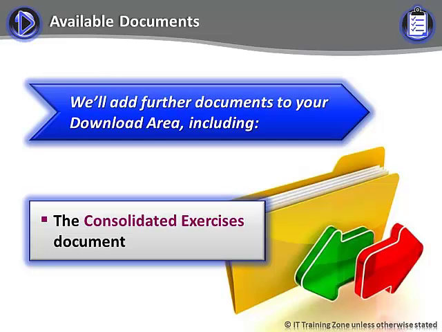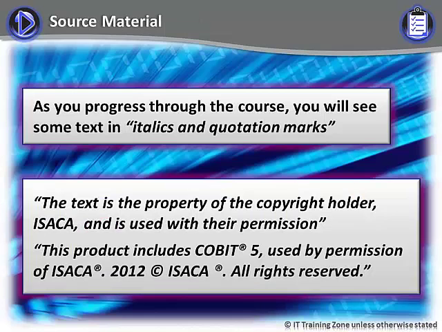We've already mentioned a number of documents that you'll find in your download area. Another is the Consolidated Exercises booklet, all of the course exercises and solutions in one easy-to-access document. As you progress through the lessons in your course, you will see some text in italics and quotation marks. This text is drawn directly from COBIT 5 guides, so you will need to pay close attention to it.